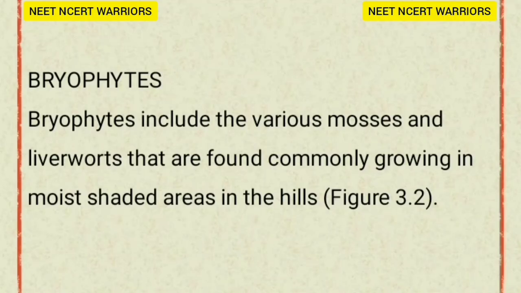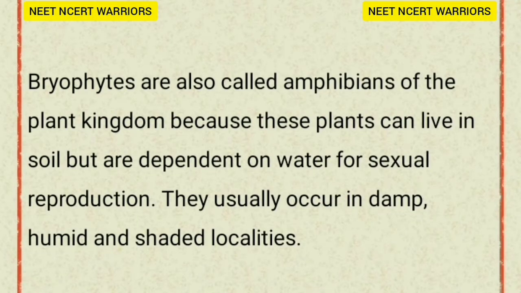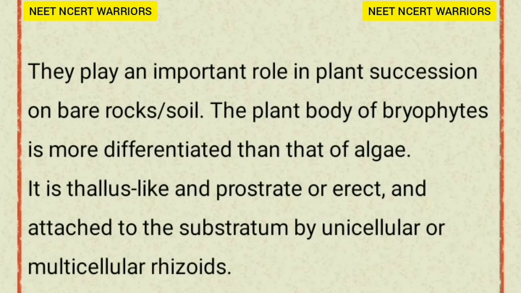Bryophytes. Bryophytes include the various mosses and liverworts that are found commonly growing in moist shaded areas in the hills. You can see in Figure 3.2. Bryophytes are also called amphibians of the plant kingdom because these plants can live in soil but are dependent on water for sexual reproduction. They usually occur in damp, humid and shaded localities. They play an important role in plant succession on bare rocks or soil.